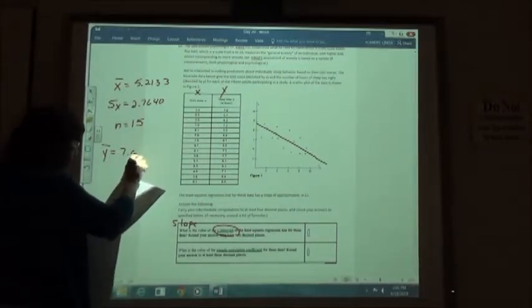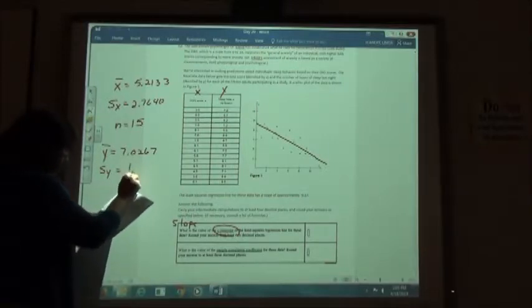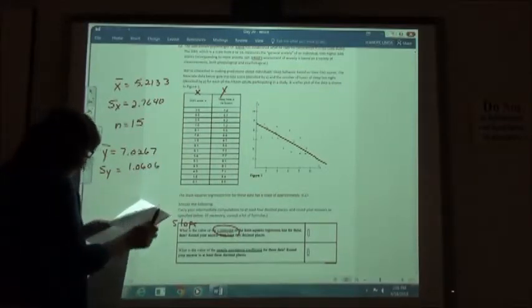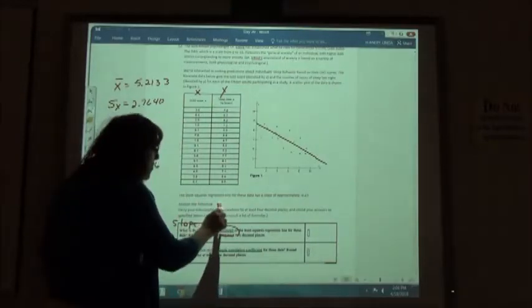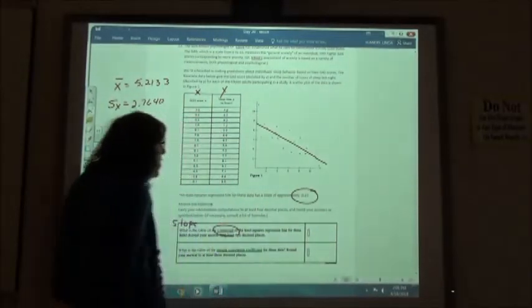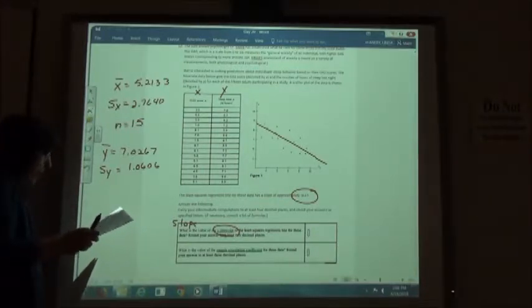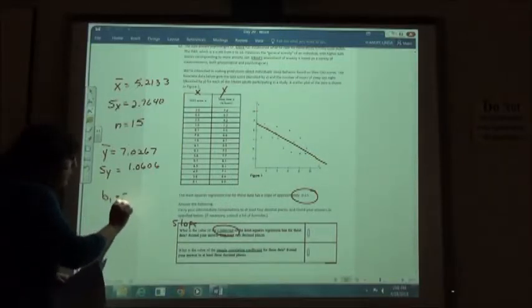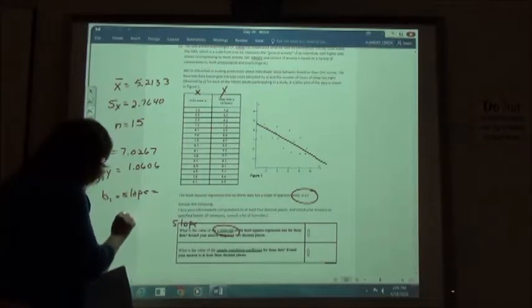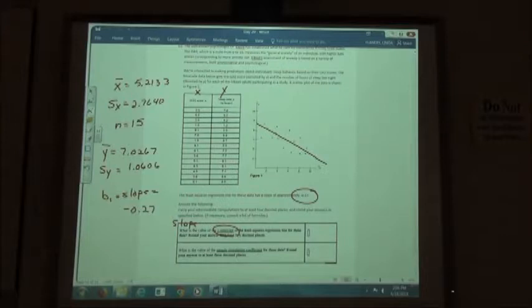When I did my second list, the y list, the mean of y came out to be 7.0267. And the standard deviation of y, 1.0606. So, if I would have read the problem, we don't have to find the slope. The least square regression line for this data has a slope. They gave us the slope, so we don't have to find the slope. So we know that in our equation, the B1 value is your slope, is negative 0.27. So they did give us that. We don't have to calculate it out.